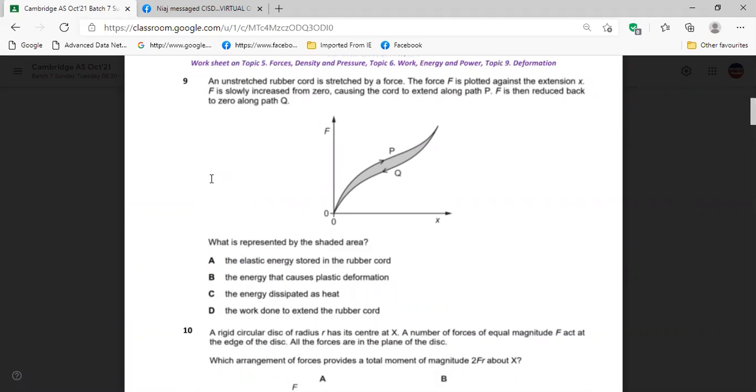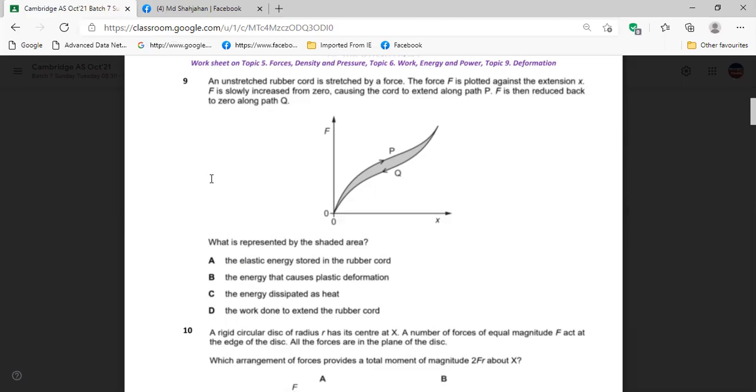An unstretched rubber cord is stretched by a force. The force F is plotted against the extension X. F is slowly increased from 0, causing the cord to extend along the path P. F is then reduced back to 0 along path Q. What is represented by the shaded area?